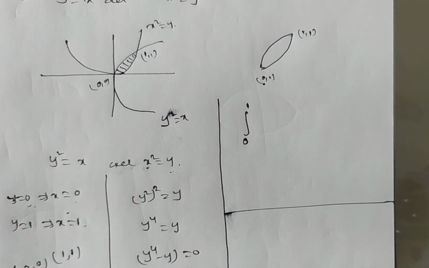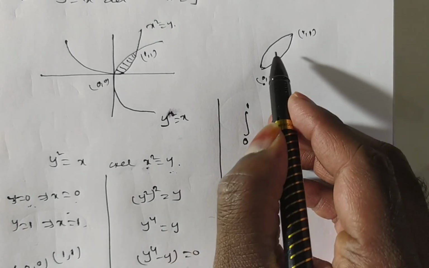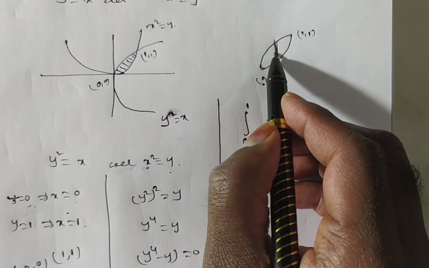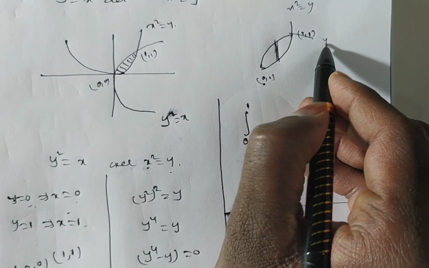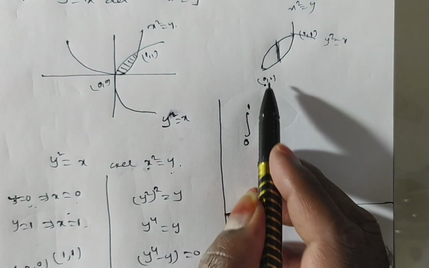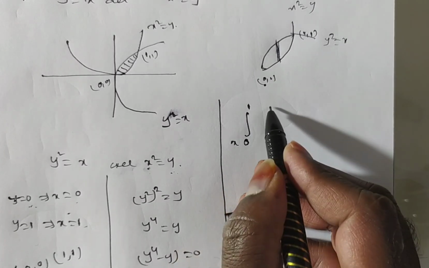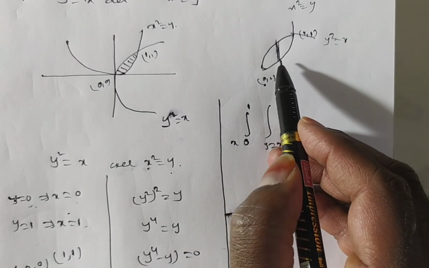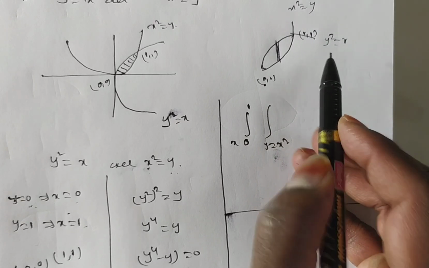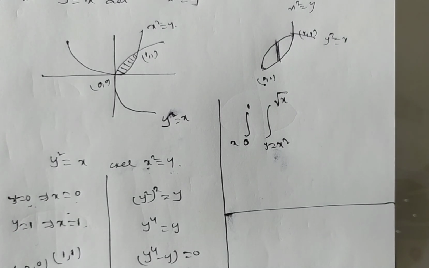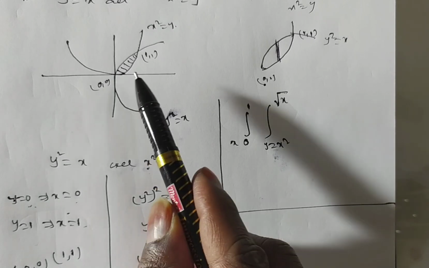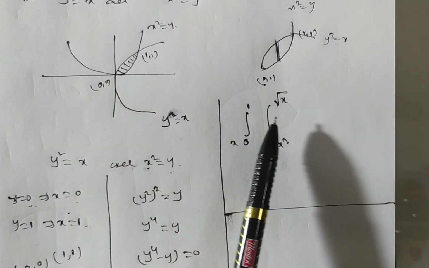Now I want the y value. So y is dependent on x. If you want the y value, draw the strip which is parallel to the y axis. You observe this is the curve x square is equal to y, and this is the curve y square is equal to x. What is the lower curve for this strip? y is equal to x square. And the upper curve for this strip is y square is equal to x, so y is equal to root x. Of course plus or minus root x is also correct, but that depends on the quadrant. This is in the first quadrant, so you write root x only.